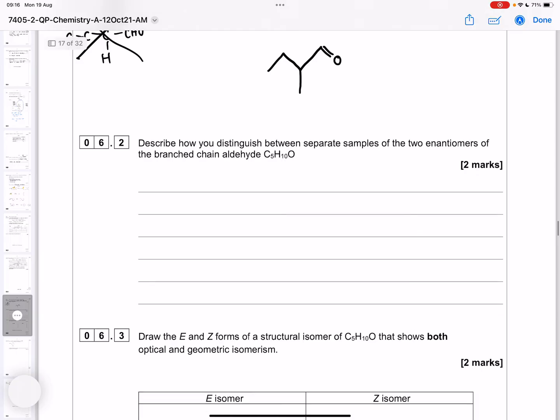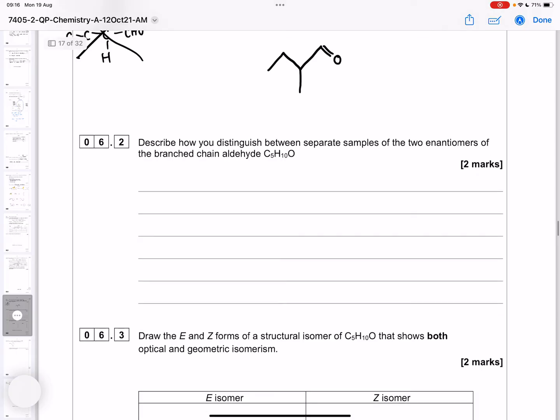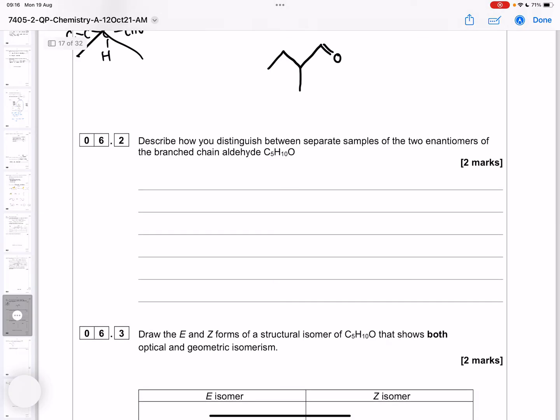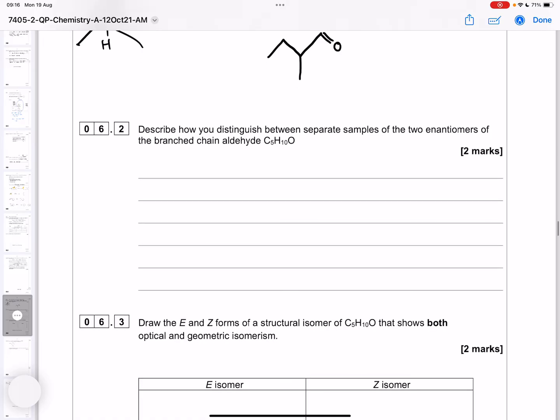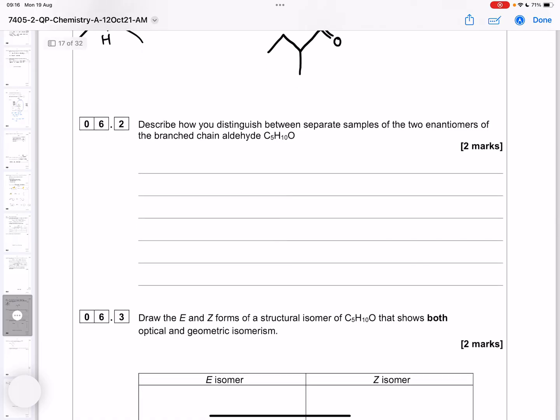Describe how you would distinguish between separate samples of 2 enantiomers of the branched chain aldehyde C5H10O. So how would you distinguish between the 2 different optical isomers? And they're optical because of their effect on light. So we're going to use, and it's not just any type of light, plane polarized light. So that's light traveling in only one plane.